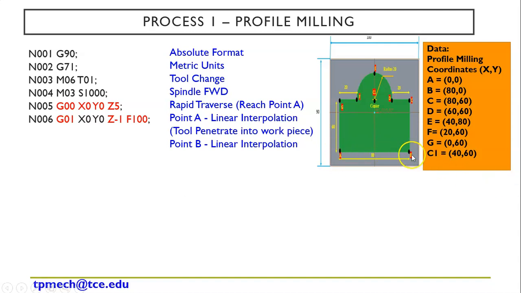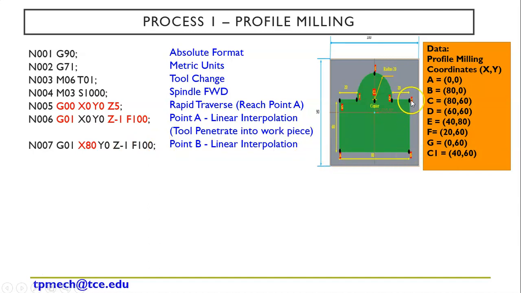Now I go to point B. Right, so this is also your choice. You may go from point A to B or A to G. You can go either way. So now I consider my program as A to B. So now I am converting from A to B. This is also a straight line. So linear interpolation, the same code as above, we are going to use. Already we completed the sixth line. So N007, G01. The coordinate value of B is 80,0. So X is 80, Y is 0, Z equal to -1, F equal to 100. Then the tool will move from A to B.